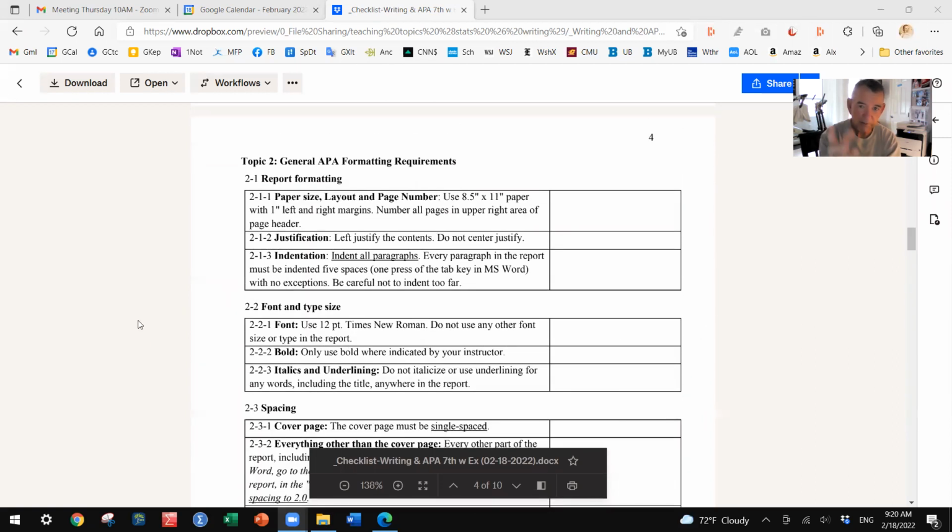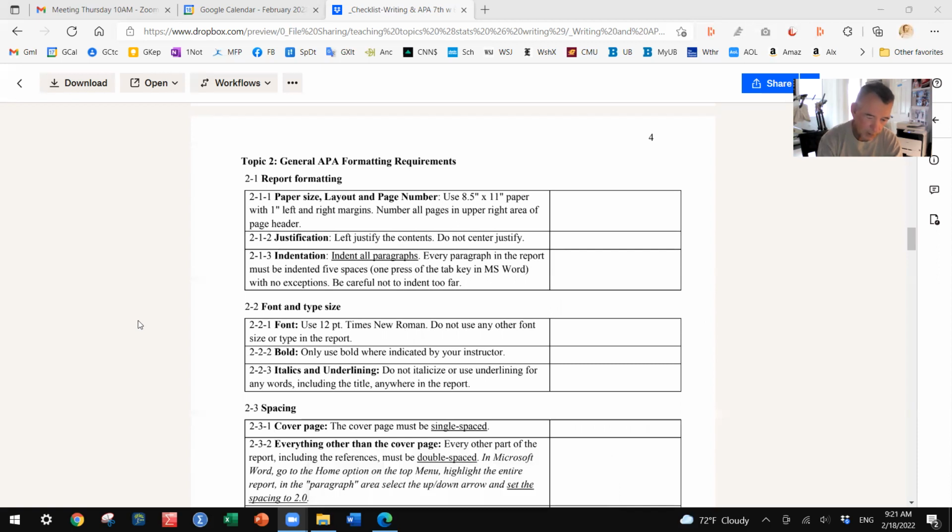Okay, so let's talk a little bit about formatting a paper. A lot of times your instructor will give you some guidance on formatting your papers, but this is what the APA says we should do, and we're going to use the APA style. So in terms of formatting the paper, 8.5 by 11, 1-inch margins on both sides, no smaller, no larger. Sometimes students will go 1.5, but you can't do that. Number all pages in the upper right-hand corner. This is APA 7th edition.